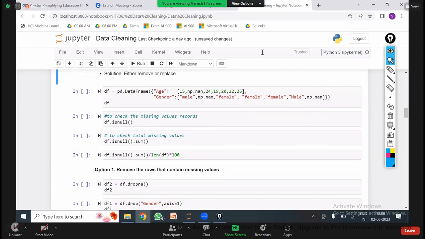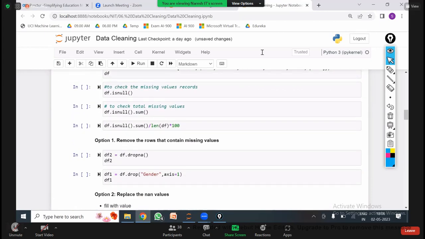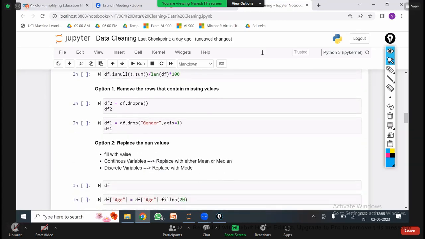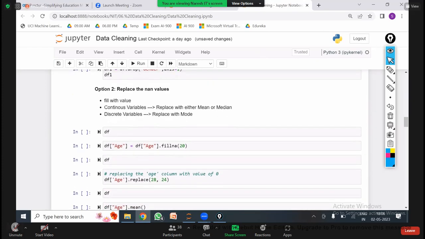If you want to replace, you can replace based on the data from the data engineer team, or based on research, or based on a statistical value. The statistical values are mean, median, and mode. For a continuous variable, we apply mean or median. For a discrete variable, we apply the mode. So these are the things we discussed in the last class.